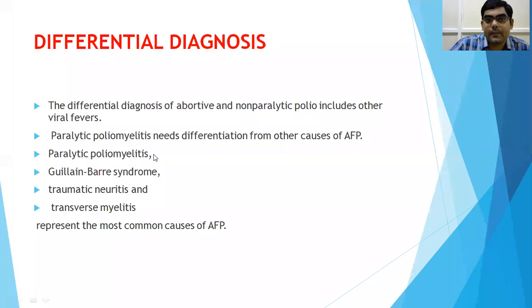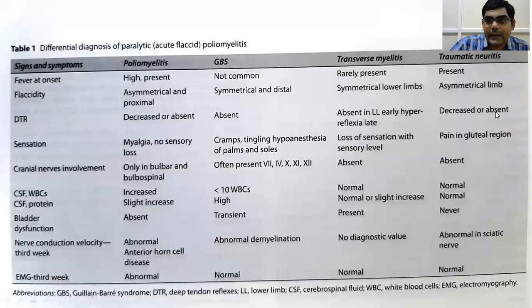Paralytic poliomyelitis, GBS, Guillain-Barré syndrome, which I already learned is called AIDP, traumatic neuritis and transverse myelitis are the most common causes of acute flaccid paralysis. So this is an important table. We already learned this, and again we'll go through a revision of it. Okay, signs and symptoms. These are the 4 ones: poliomyelitis, GBS, transverse myelitis, and traumatic neuritis. Fever at onset. We have learned that in minor paralytic to major and minor.